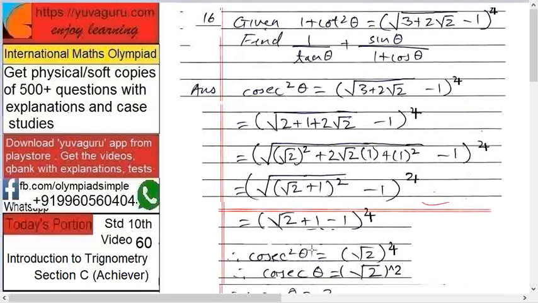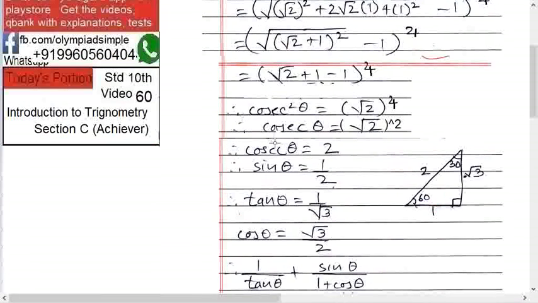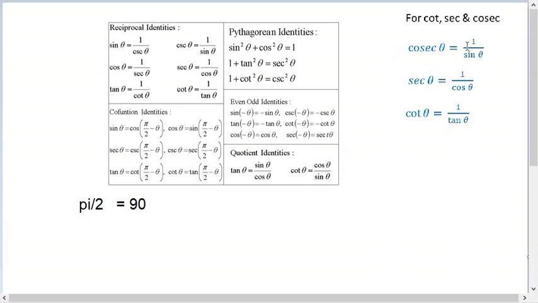So cosec square theta equals root 2 raised to 4, right? So cosec theta will be what? Root 2 raised to 2, square root. So 4 square root is 2. But what is root 2 raised to 2? That is 2. Therefore cosec theta equals 2, right? But what is cosec theta? Cosec theta is 1 upon sin theta, right? See these. Cosec theta equals 1 upon sin theta, sec equals 1 upon cos, cot equals 1 upon tan.